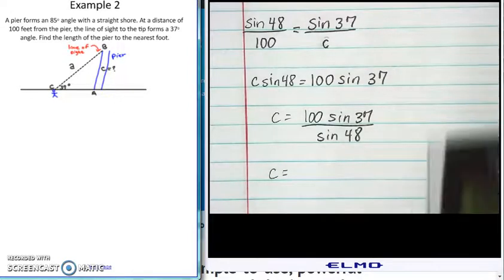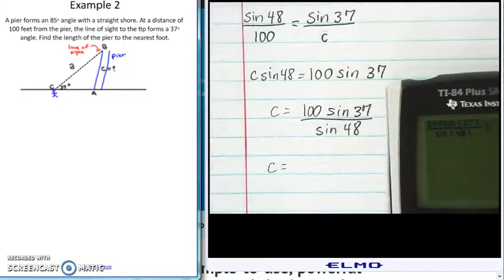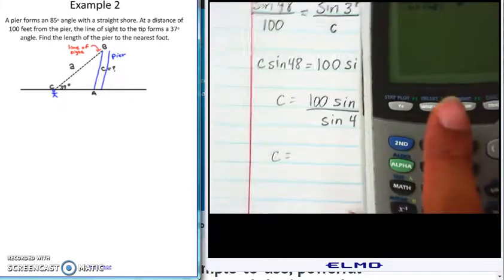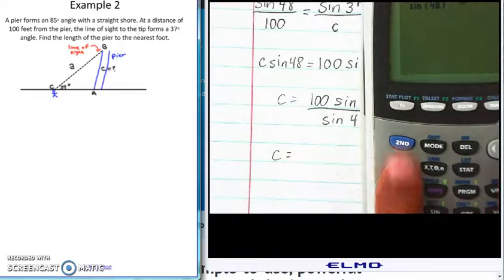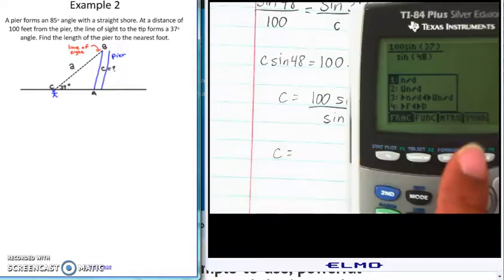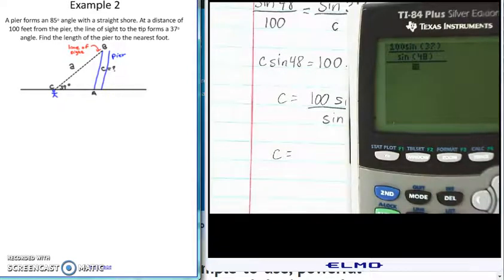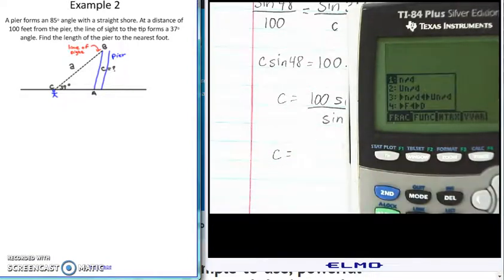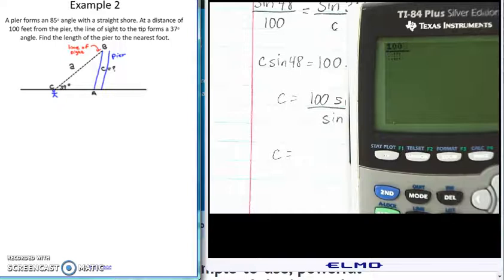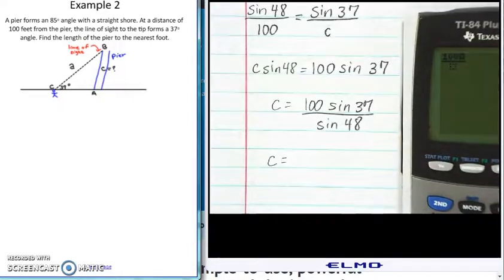All right, so for those that need to see it in a calculator, we do alpha y equals, the alpha button, alpha y equals, and hit enter, and it gives you that fraction bar. Sorry, my fault. Alpha y equals, and it gives us the fraction bar. We put in the 100, sine 37, all over sine 48.